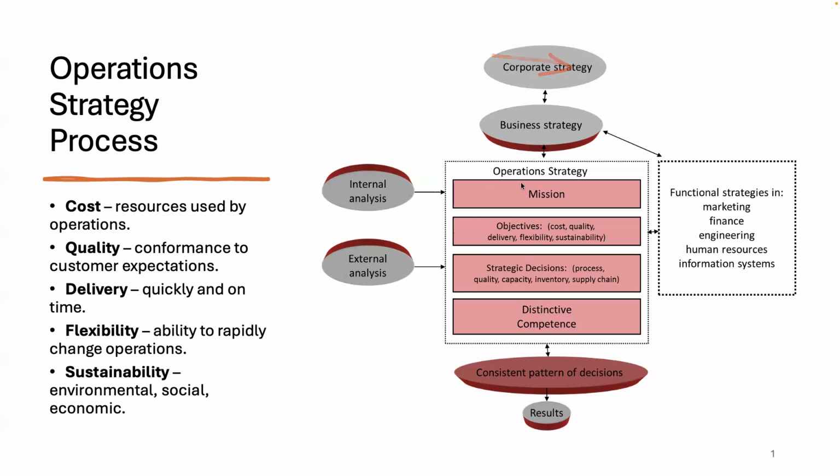Below that, different functional areas develop their own strategies. In the dotted box, our focus is on operations strategy, which we will examine in detail. But at the same time, other functions such as marketing, finance, engineering, and human resources develop their own strategies in parallel to operations strategy. These strategies are related, but they are distinct from our focus.